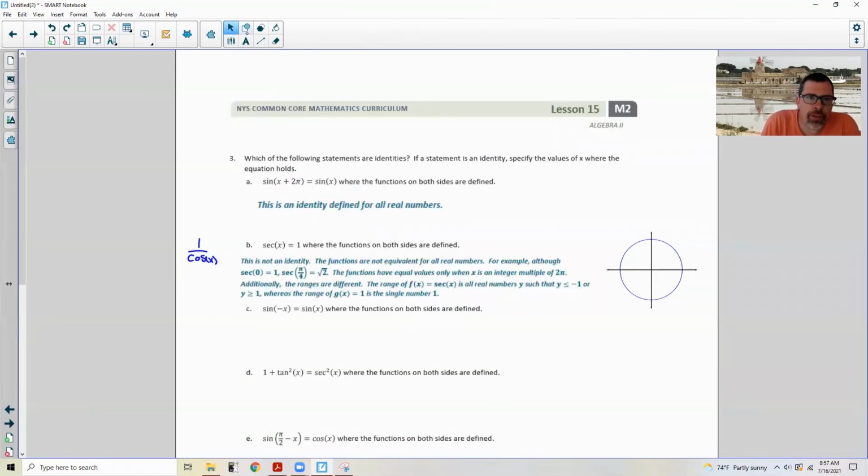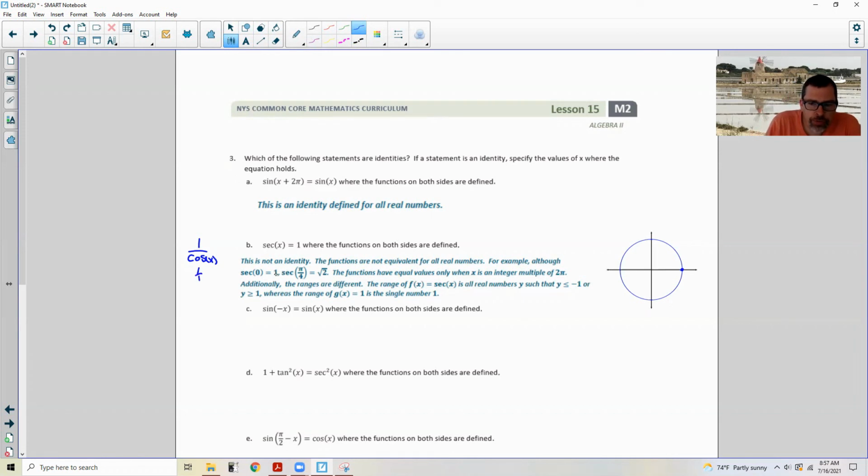Okay, so let's talk about this a little bit more to explain what they're saying. Secant of 0, well, that'd be 1 over cosine of 0. 1 over cosine of 0. Cosine of 0 is right here. Cosine of 0 is 1. That'd be 1 over 1, which is 1.